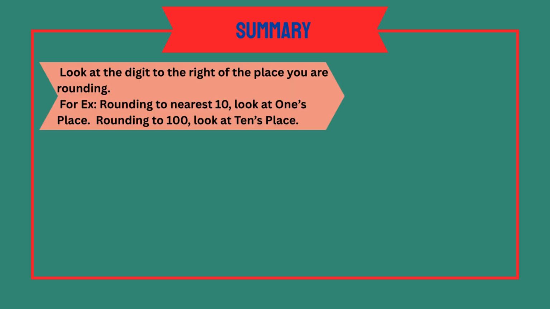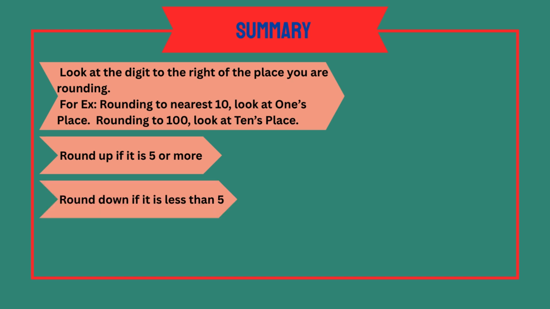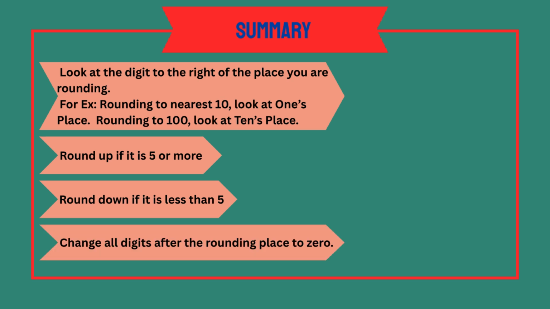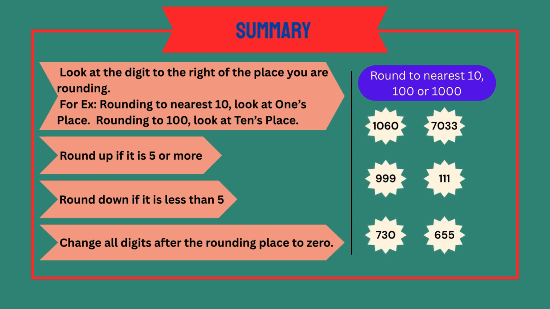Let's quickly summarize what we have learned about estimation. First, look at the digit to the right of the place you want to round. If that digit is 5 or more, we round up. If it's less than 5, we round down. Then, change all the digits after the rounding place to 0. Can you try rounding the numbers shown here on your own? Let's try. And remember, your teacher is here to help.